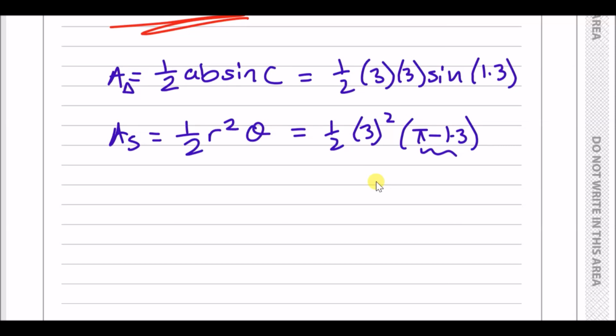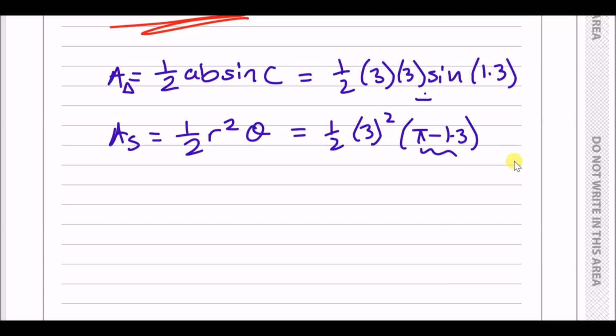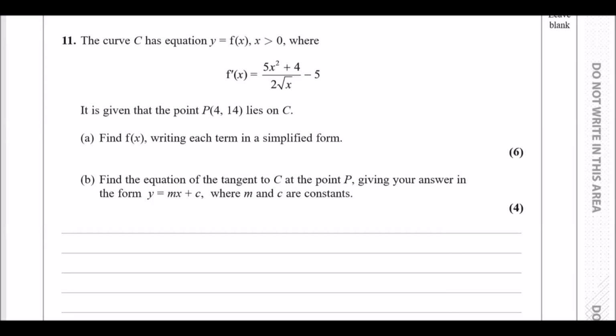And then finally, to work out the total area of the template, just add them both up. And when you add both of these up in a calculator, you should get a final answer of 12.6 centimeters squared. Alright guys, number 11.